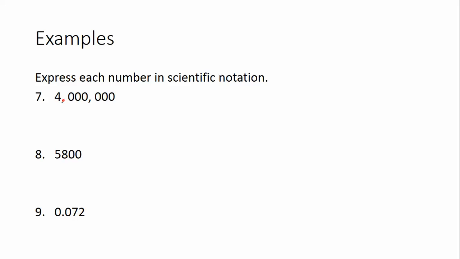My decimal needs to stop here. Right now it's back here, but I need to stop it after the 4 because 4 is between 1 and 10. So now I just count how many times it moves. 1, 2, 3, 4, 5. It moves 6 times. So we write this as 4 times 10 to the 6th power. It's a positive 6 because 4 million is large. It's bigger than 1.